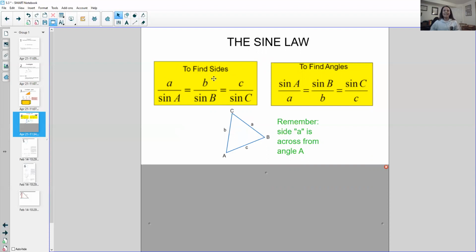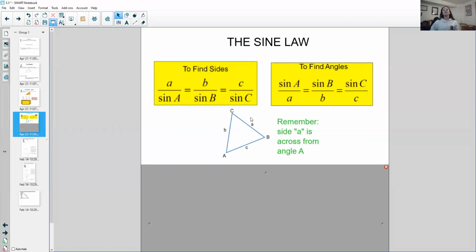Now, you can take this ratio and flip the entire set of fractions so it looks like this, and you're allowed to do that. They are both the sine law. We use this one to find sides. So if the sides are up top, I'm finding sides. And if my angles are up top, so the sine of the angles, I find my angle.